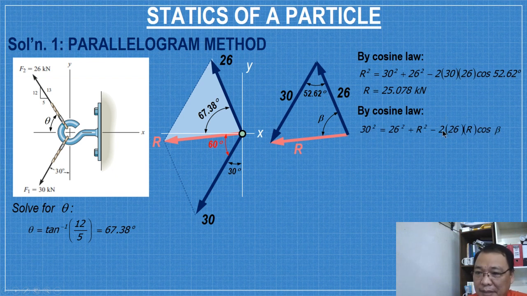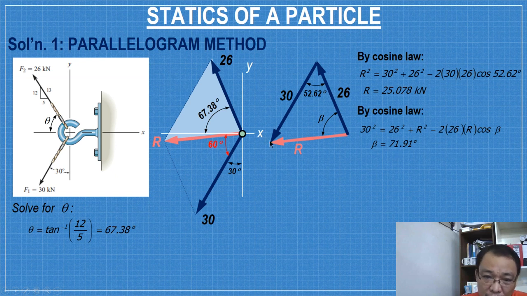So by cosine law, always remember that in cosine law, for the angle you consider, its opposite side is placed on the left side of the equation. For this one, since beta is unknown, 30 is placed on the left side of the equation. So substitute R, 25.078, and using your calculator you can solve for beta. Beta is 71.91. Although it is acute, it's okay to be safe.